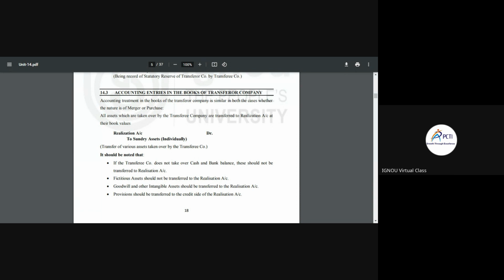So like this, first of all, the accounting entries which need to be passed in the transferor company are mostly similar, as we have already studied in the case of the transferee company. If we are using the method of merger or purchase, in both the cases the entry will be almost the same.